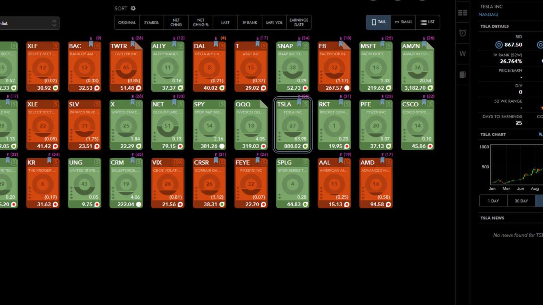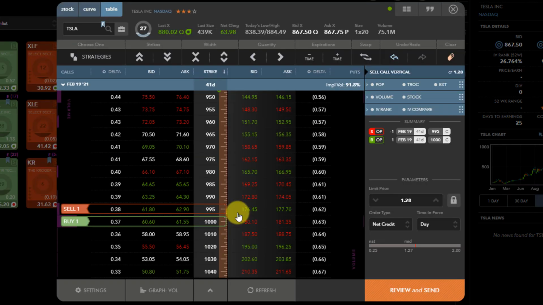What else do you have to pay attention to when you're selling these spreads? First of all, the volatility of the underlying asset also determines the price of the spread. So you can see metrics up here. This 27 represents implied volatility rank. So based on a yearly historical average of implied volatility, this is right around the 27 percentile. So 100 would mean it's at its highest point of implied volatility for a yearly range, and 0 would be it's at its lowest point.